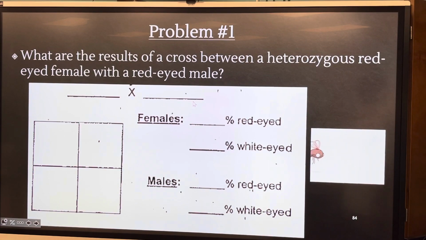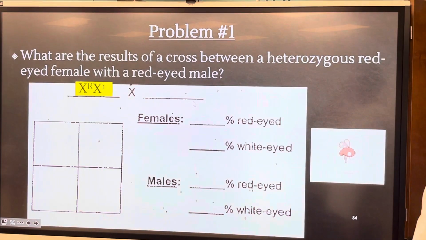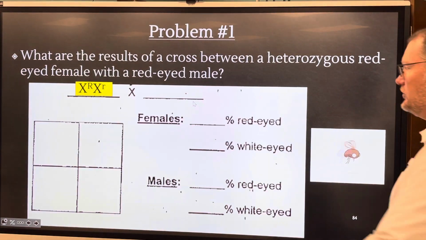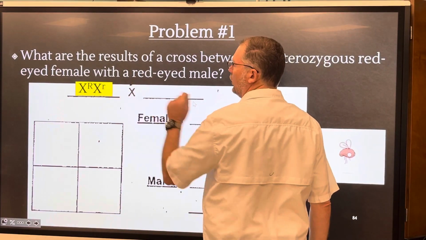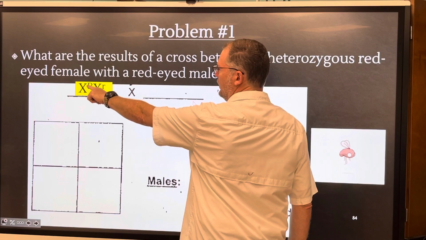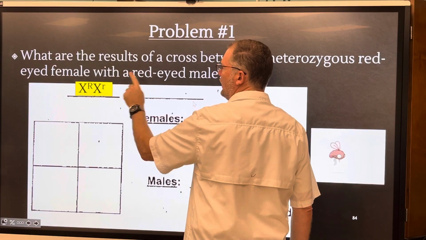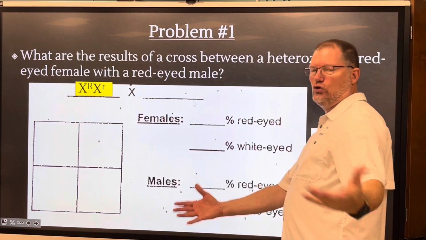Heterozygous red-eyed female. Heterozygous, capital R, little r. Red dominates over the white, so it's red-eyed, and it's a female. 2 X's.